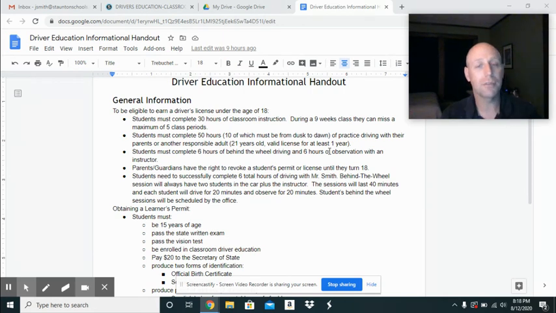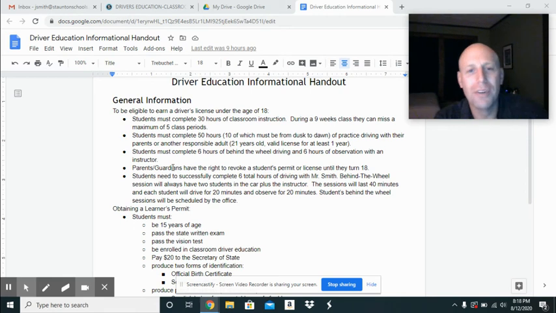Now, that observation means that you're observing. It doesn't mean you're sitting in the back playing games on your phone. That's not the way that works. You're supposed to be observing, and you can learn as I instruct the student that's driving, just like they can learn as you're driving and they're observing.